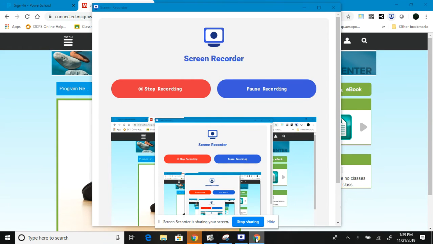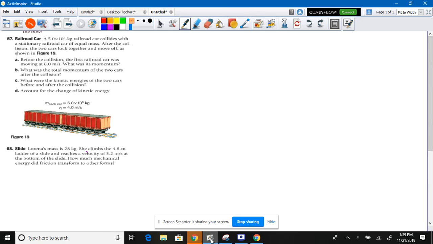Momentum, conservation of momentum. Conservation of momentum, energy: momentum is conserved, energy is not.